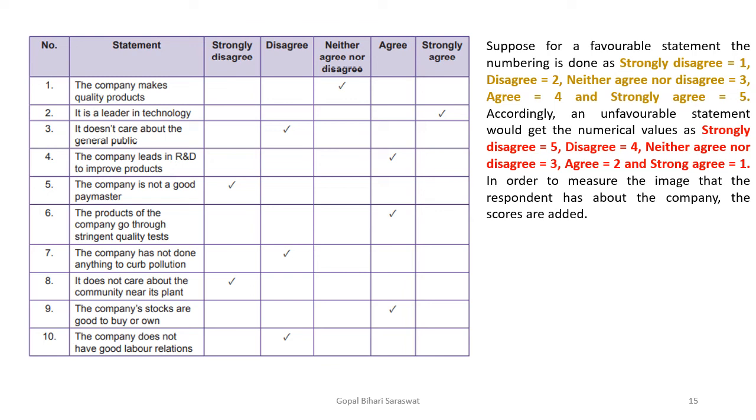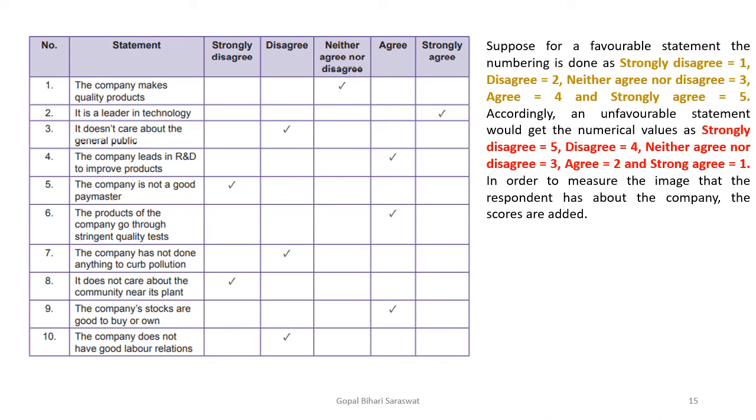So, the company makes quality products. If as a respondent I have no opinion on this, I will click on neither agree nor disagree. So here each question will be tick marked by the respondent. But here we must understand that the respondent should not answer more than one option for a single question. The second thing is that each option here is awarded a value. I'll discuss this in the upcoming slides.